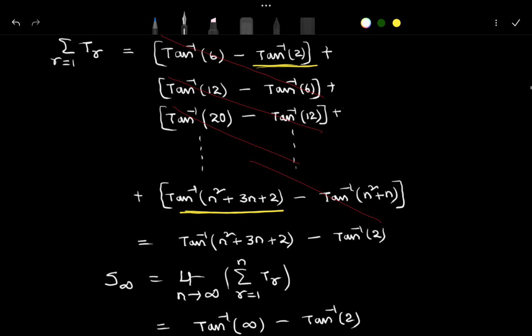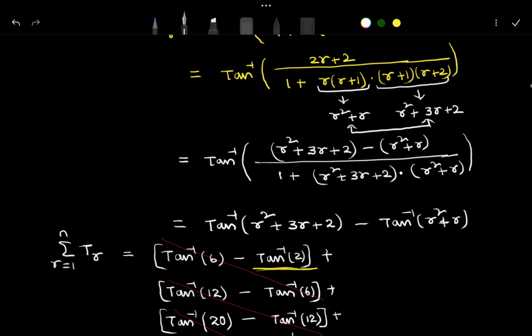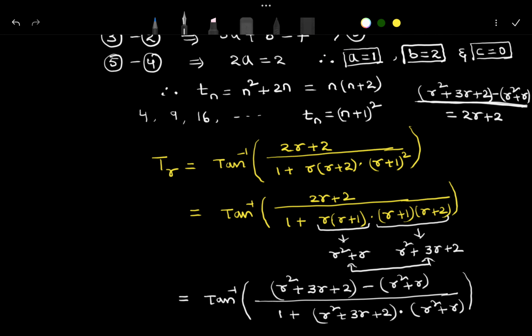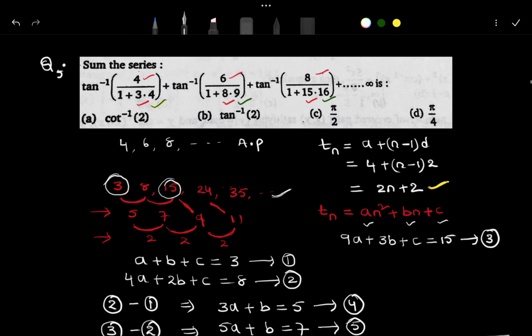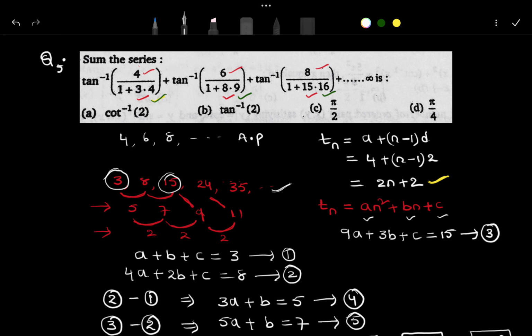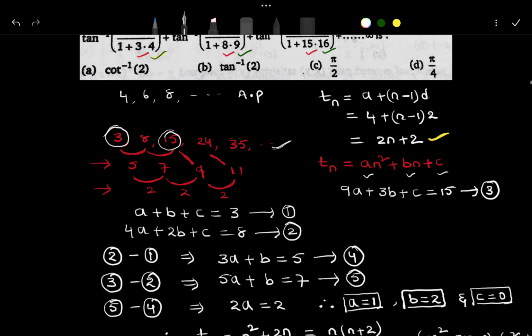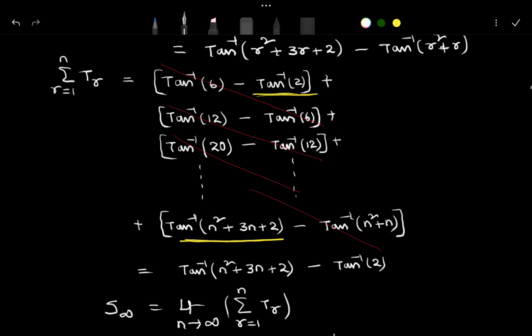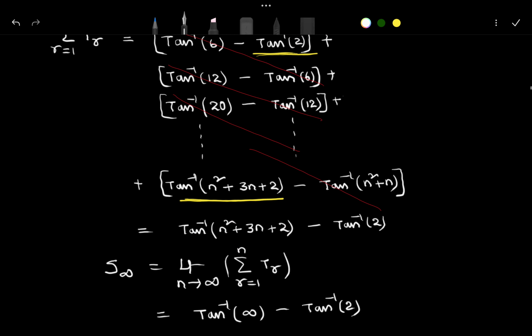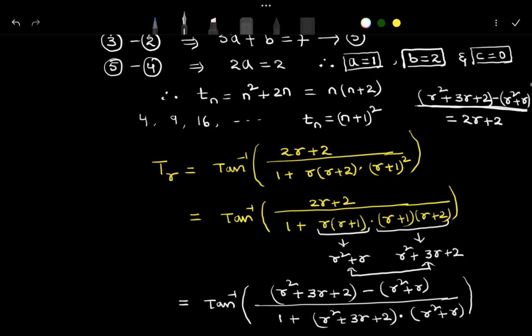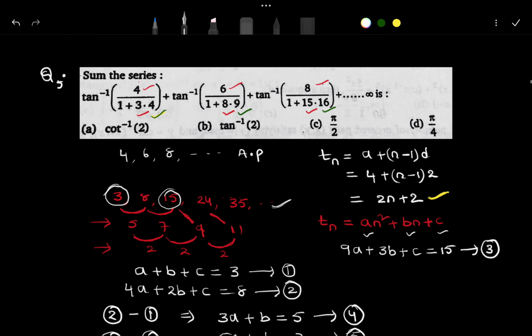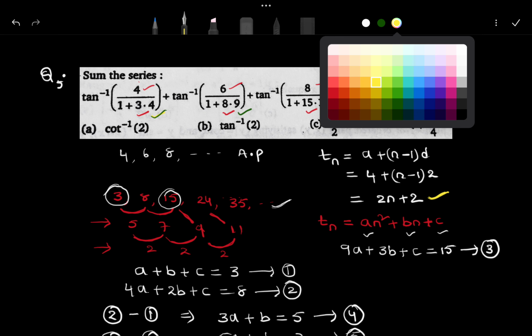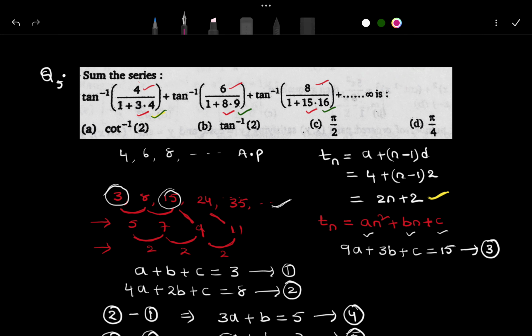Now you check the given options. Here you see one by one all the options. Tan inverse 2 is there and cot inverse 2 is there. So actually the last value we got is cot inverse of 2. So your right answer is cot inverse of 2. The first option, option A, is the correct answer.